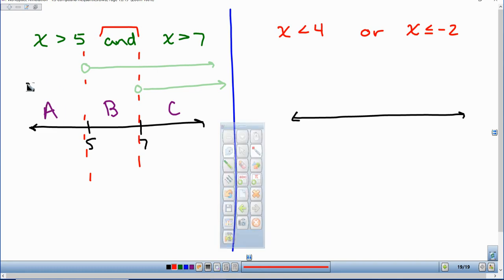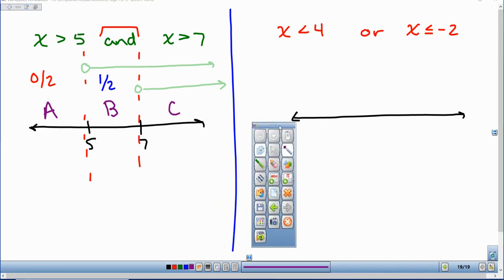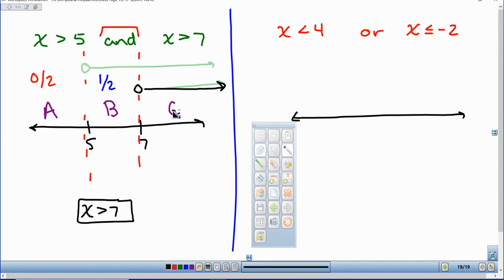So if you look in section A, the numbers here don't have anything graphed to indicate that they're basically 0 for 2. In B, you have numbers that are 1 out of 2. They got one of the inequalities satisfied, but not both of them. So the real answers are in section C. So instead of this inequality saying x is greater than 5 and x is greater than 7, we only want to describe these numbers because those are the ones that are the solutions to the compound. And so final answer would just say x is greater than 7. That's the only requirement necessary if these are the two inequalities.